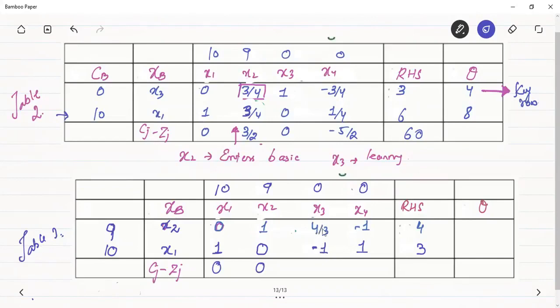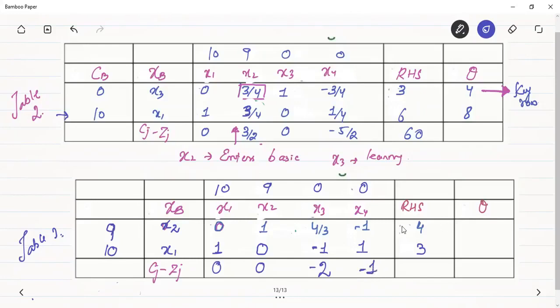ठीक है ना? 9 4s are 36. 36 by 3 is 12 plus 10 into minus 1, that is minus 10. 12 minus 10 will be 2. 0 minus 2 will be what? Minus 2. अब ऐसे ही बताइए यहाँ पे क्या आ जाएगा लास्ट में? 9 into minus 1 is minus 9 plus 10 into 1 is 10. Minus 9 plus 10 is plus 1. 0 minus 1 will be what? Minus 1.